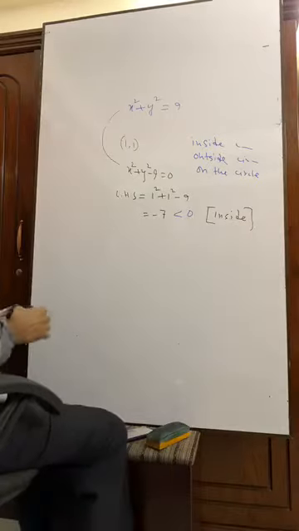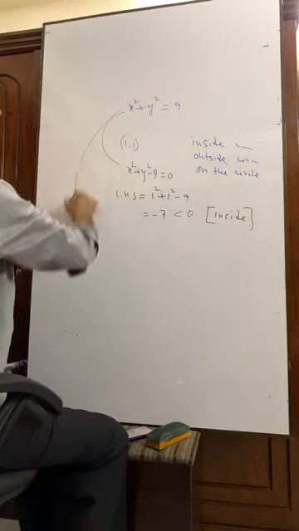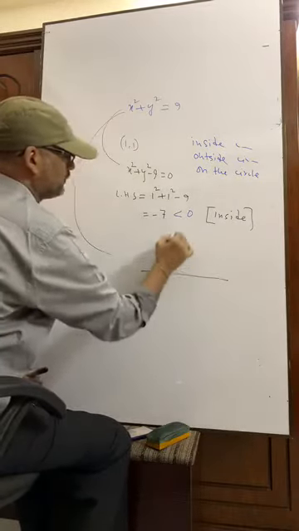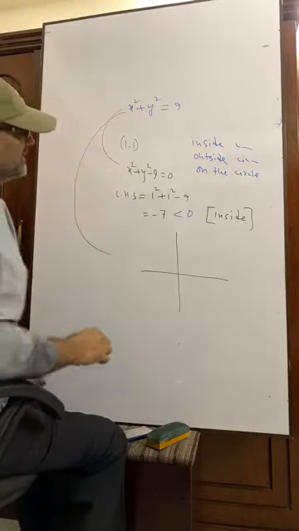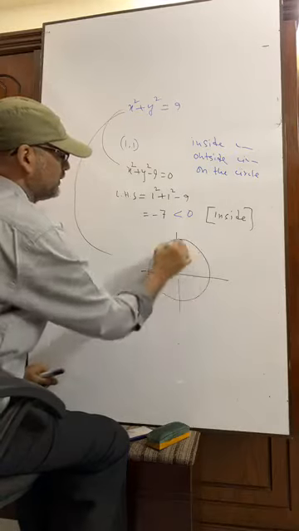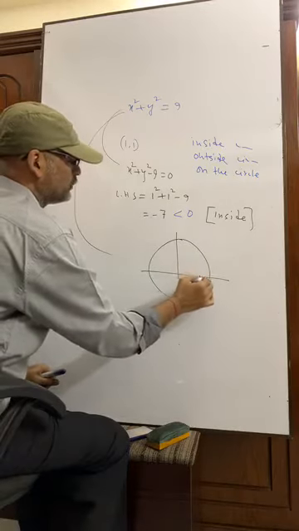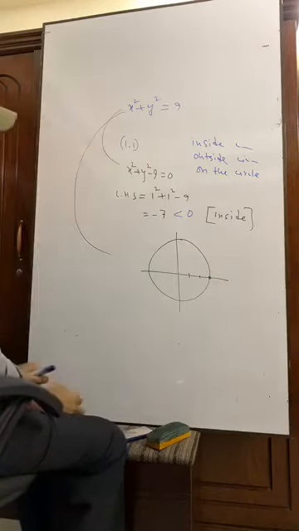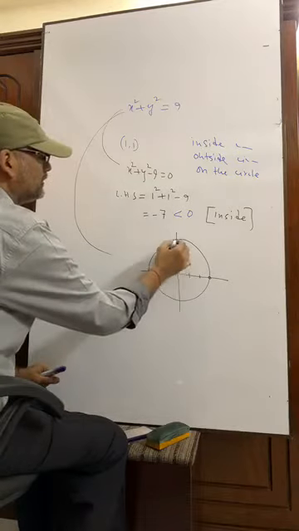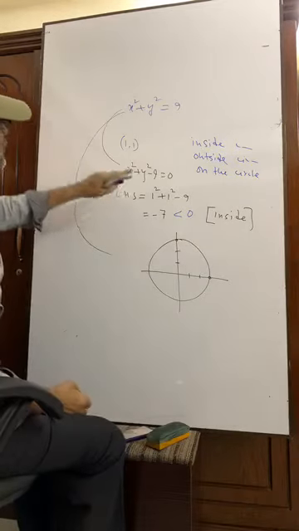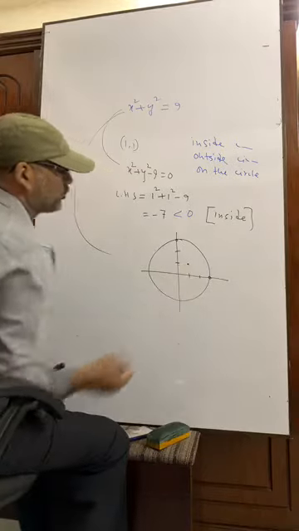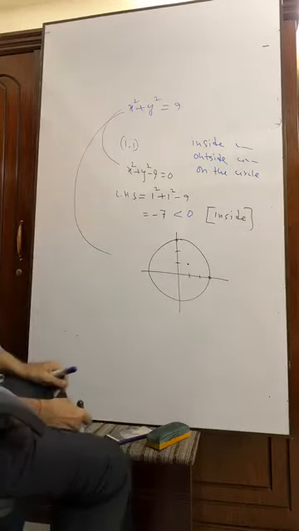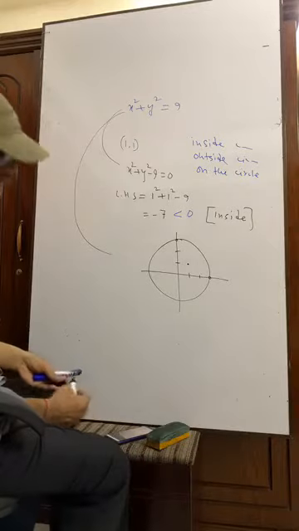Moreover, if you see the figure in the xy plane, the center is (0, 0) and the radius is 3. Suppose this is 1, this is 2, this is 3. Now the point (1, 1). Have you seen this point (1, 1) lies inside the circle?